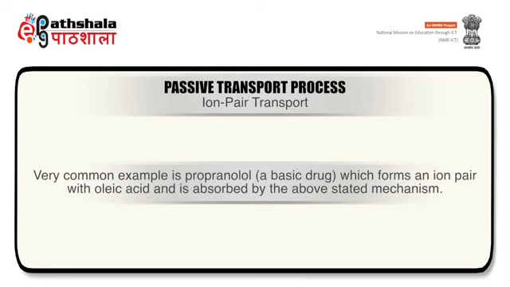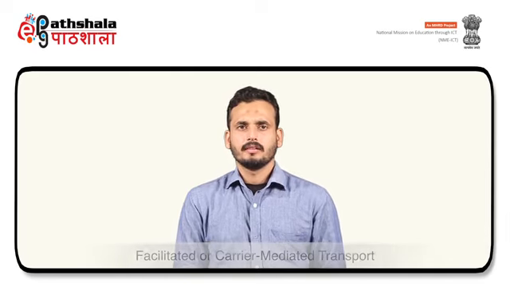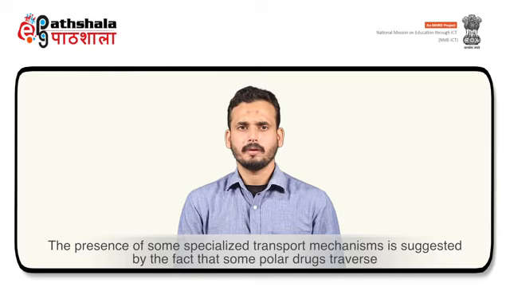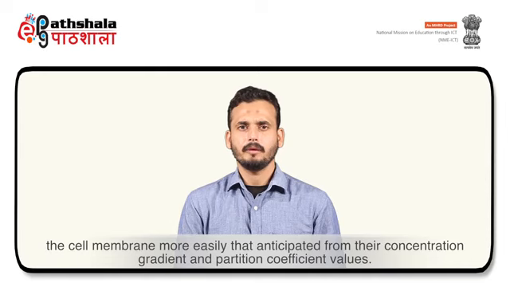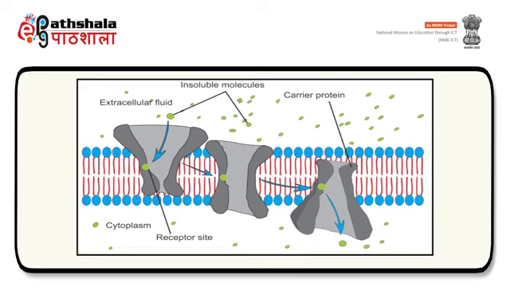A very common example is propranolol, a basic drug which forms an ion pair with oleic acid and is absorbed by the above stated mechanism. Students, now we discuss the facilitated or carrier mediated transport. The presence of some specialized transport mechanism is suggested by the fact that some polar drugs traverse the cell membrane more easily than anticipated from their concentration gradient and partition coefficient values. The mechanism of the facilitated transport system is shown on screen as a figure.